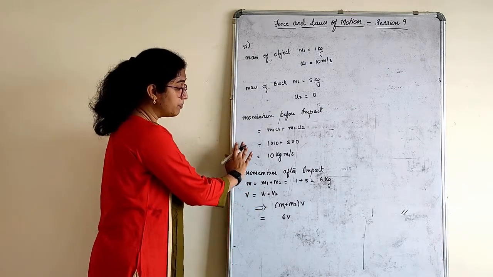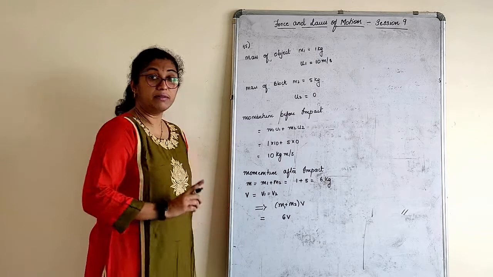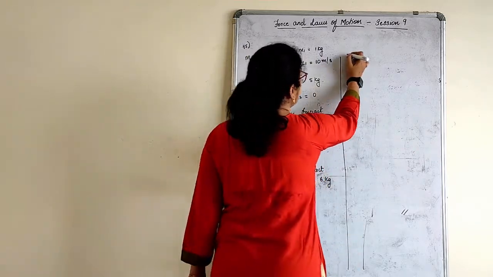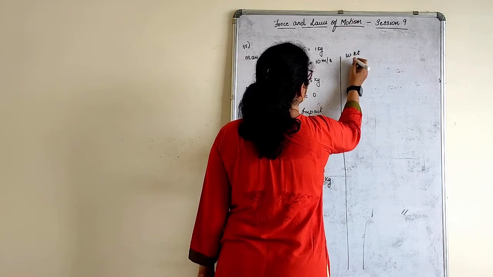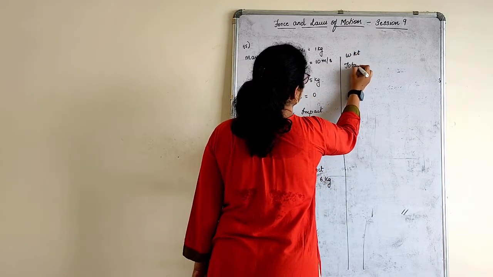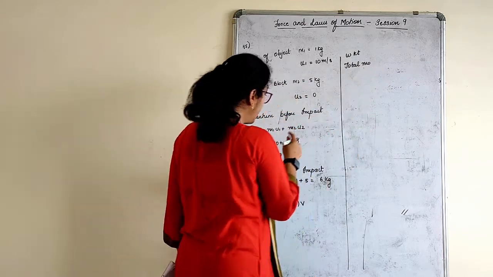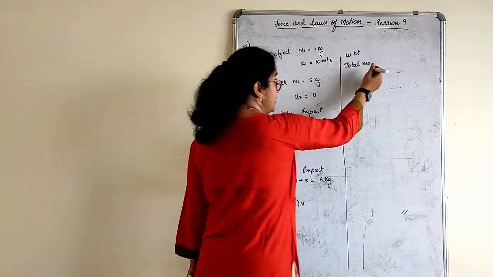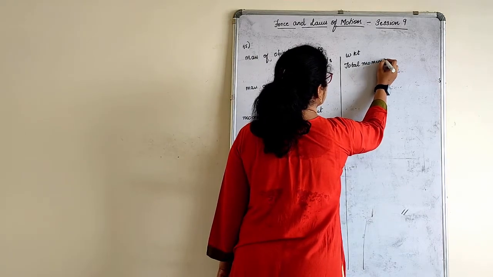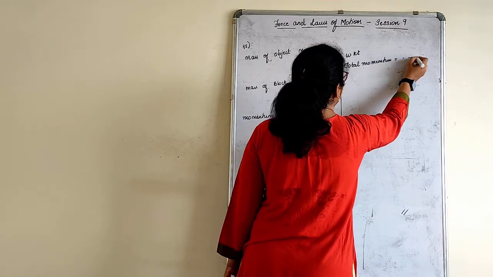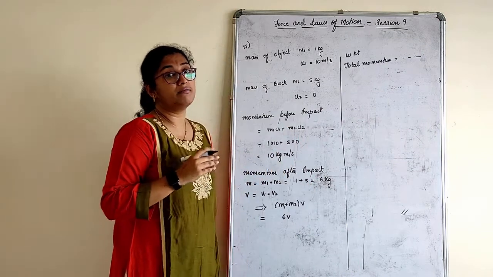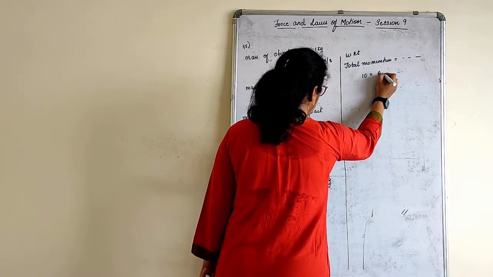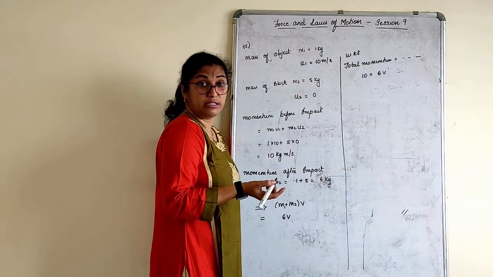We have found out momentum before impact and momentum after impact. By law, what do we know? We know that total momentum, you have to always write. Now why did we find them separately here? Because they have asked us separately. Now write total momentum before impact is equal to total momentum after impact. That formula. So here 10 is equal to 6v, because velocity we have to find.